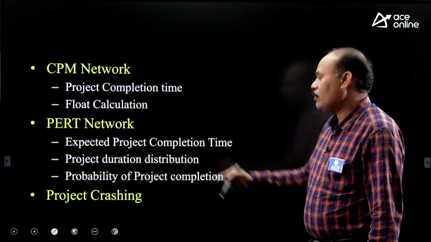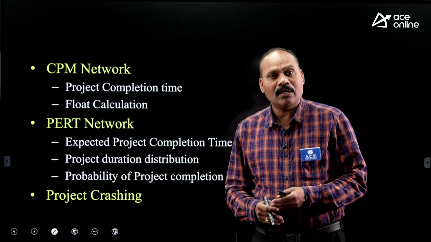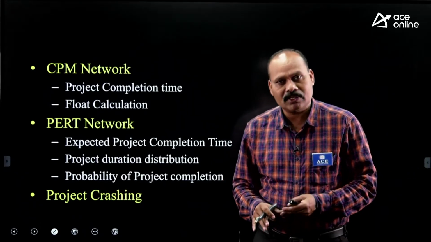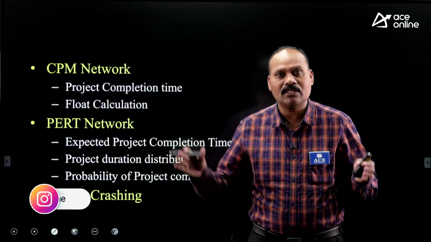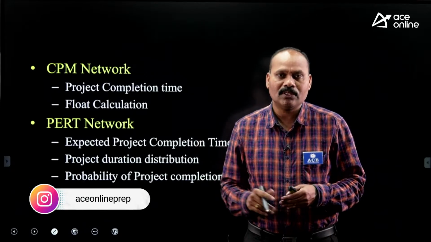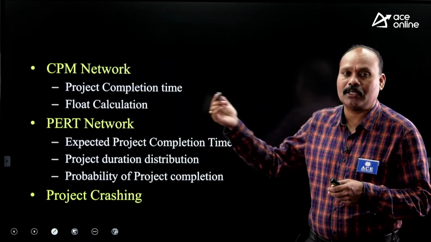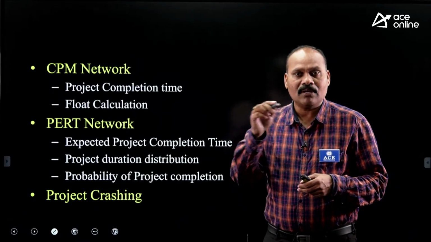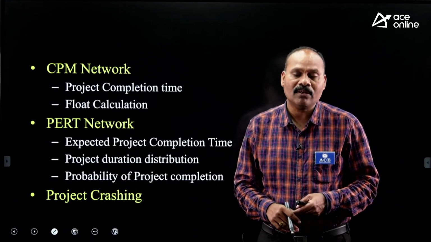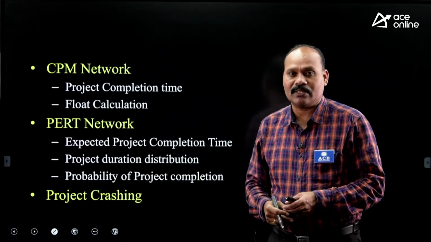And coming to the second one, project duration distribution. According to the central limit theorem, a PERT activity follows a beta distribution, but the entire project will follow a normal distribution. So project duration distribution is equal to mu plus or minus 3 sigma, where mu is equal to expected project completion time, and sigma is equal to the standard deviation of the critical path. So what is required here? Critical path duration and the standard deviation of the critical path are required.